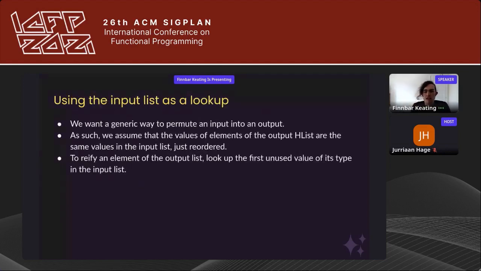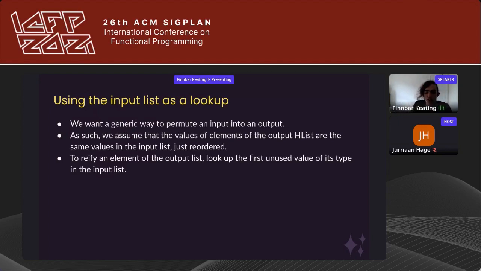So here's the idea. We want a generic way to permute an input into an output. This is exactly what a sort does, right? We have a collection of values, and then we've sorted them into some new ordered collection, but they contain the same values. As such, what we assume is that the values of elements in the output are the same as those in the input, but reordered. So if we see an element of type int in the input, and actually that's meant to be somewhere else in the output, it'll still be the same int. Therefore, to reify an element of our output list, we're going to look up the first unused value of its type in the input list.